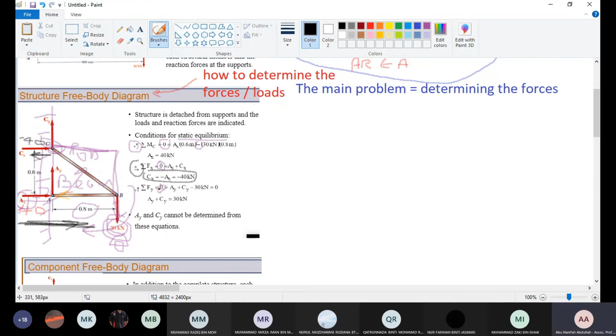We also make an equilibrium equation in the Y direction, with AY, CY and 30. We say up is positive: AY plus CY, and 30 is minus because going down is negative. So AY plus CY minus 30 equals 0. However, we cannot solve this equation. Now we have to think how to solve it.